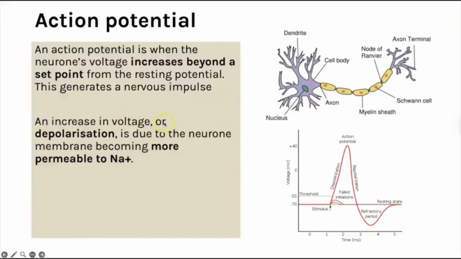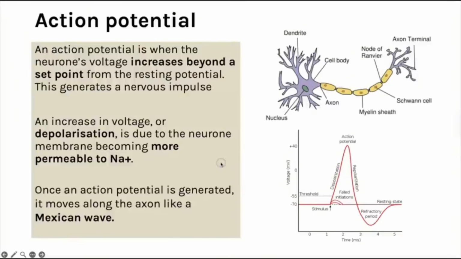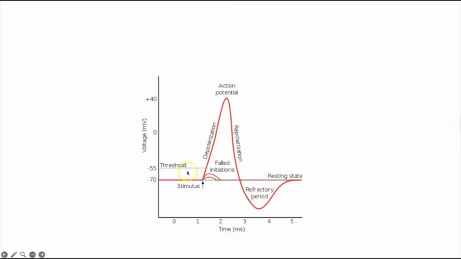So an increase in voltage, or depolarization, is due to the neuron membrane becoming more permeable to sodium ions, and therefore it becomes more positive. And once an action potential is generated, it will happen initially at this point, and then it moves along the axon from node to node of Ranvier like a Mexican wave. And we'll come back to that concept once we go through the action potential.